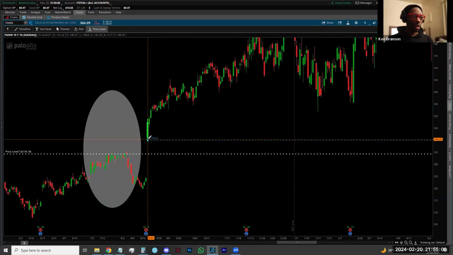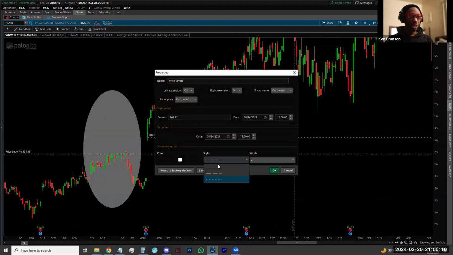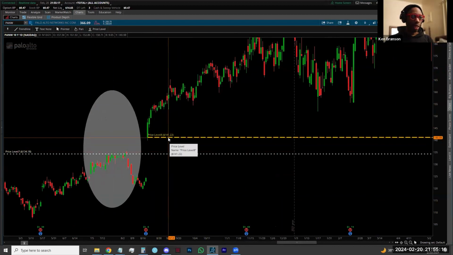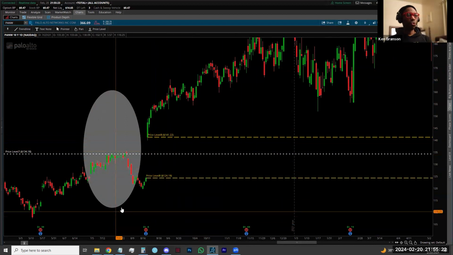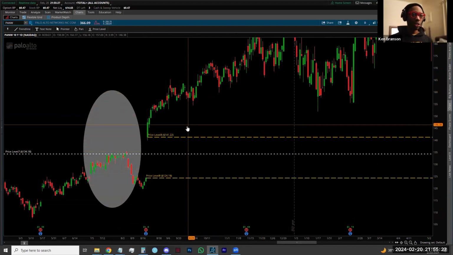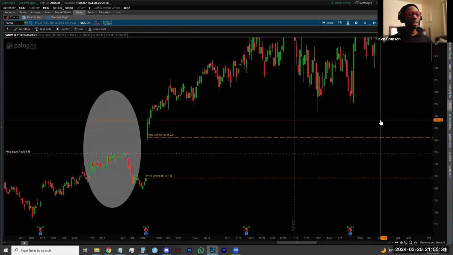I like to notate my gaps with yellow thick dashed lines. I can call it a buyer's gap, but for the sake of time, I'm not going to change it. And I'm going to notate the bottom of that gap too. So what this tells me, without going any further, is that when price comes back to visit 141.22, there's a good chance it's going to bounce.